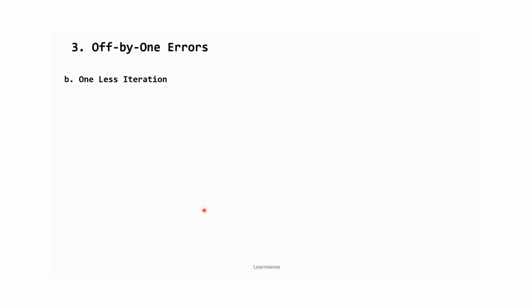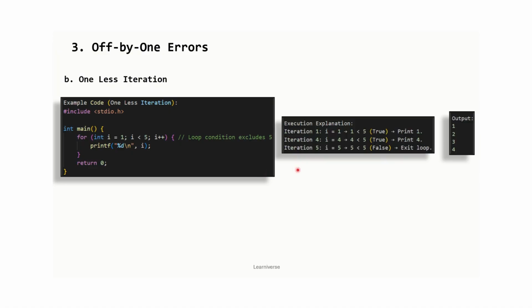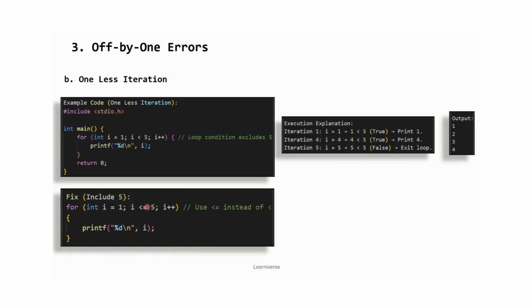And coming to the second one, less iteration. Suppose we want 5 values and we have mentioned the condition as less than 5. In this case we get only 4 values. You can see in the output we'll get only 4. How can we fix this? If we want 5 values, then we have to provide the proper condition, less than or equal to 5. Then we get the proper 5 values. So this is how we can handle off by 1 errors.